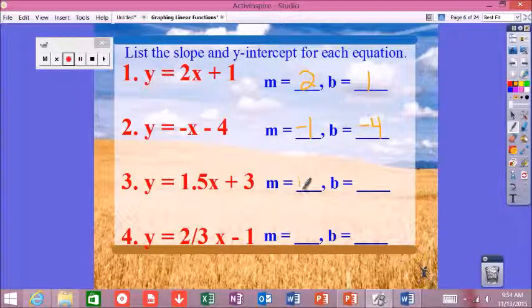Number 3, what's your slope? Right in front of x, 1.5. And the y-intercept is the constant at the end, which is 3. And finally, number 4. Your slope, your rise over run, your m, 2/3. And your y-intercept is negative 1. So y equals mx plus b, picking out the slope and the y-intercept when the equation is solved for y.